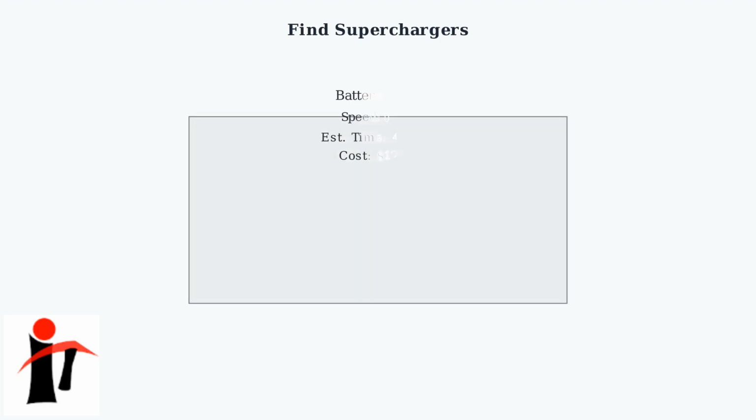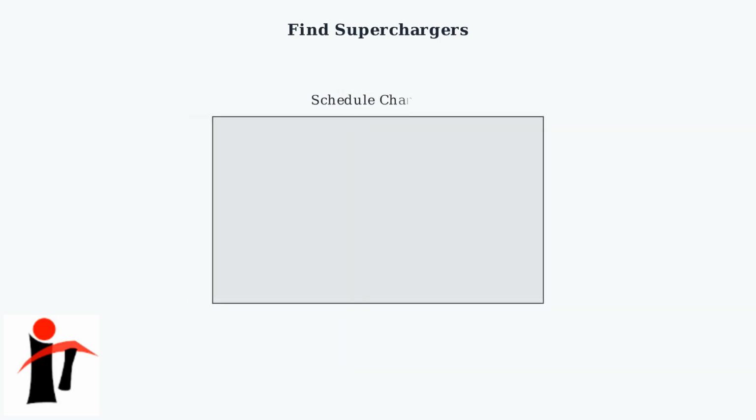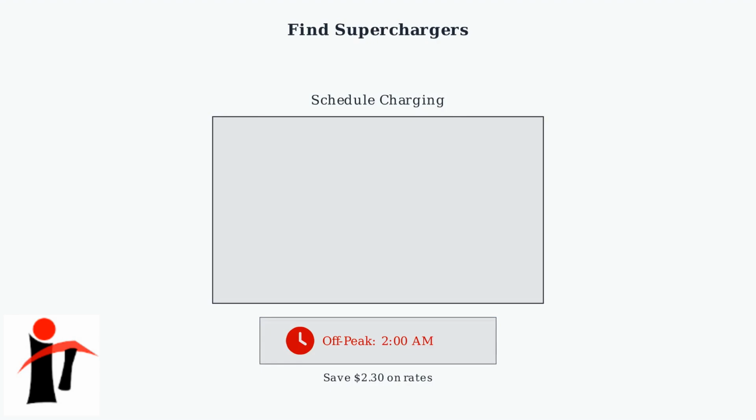Once charging begins, the app displays real-time information, including charging speed, which can reach up to 250 kilowatts for V3 superchargers, estimated completion time, and charging costs. The app allows you to schedule charging for off-peak electricity rates, which can save you money. Simply set a time when rates are lower, and the app will automatically start charging at that optimal time.